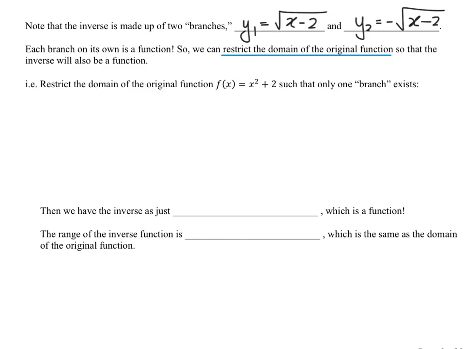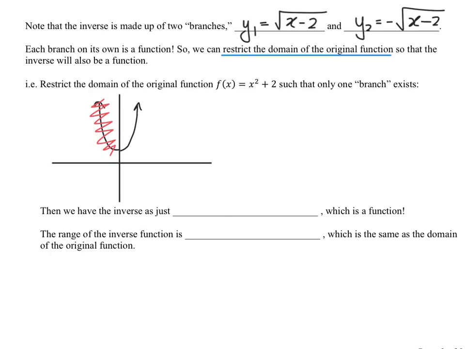Now we're going to look at how to restrict the domain of the original function so that the inverse will be a function as well. So my parabola is translated 2 units up. So it looks like this. Okay. Now, what I want to do is restrict the domain of f of x equals x squared plus 2 so that only one branch of this parabola exists. Right now there are 2 branches, 2 arms. I want to get rid of either the left arm or the right arm, doesn't really matter which one. Let's just get rid of the left arm, why not? So that means I want to somehow delete this left arm from existence.